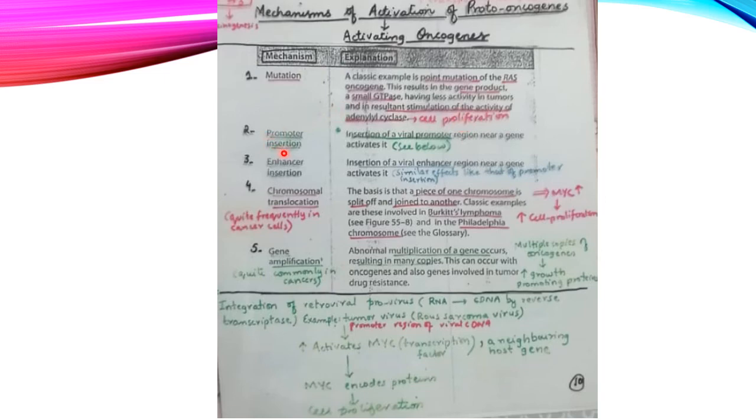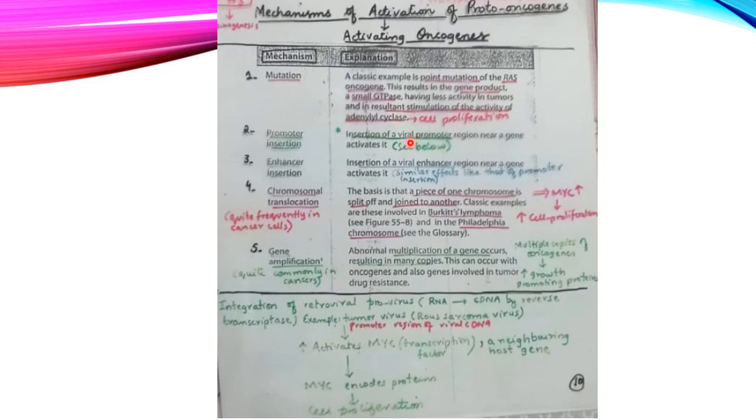The second most important mechanism is called promoter insertion, in which there is the insertion of viral promoter into the host genome. Now, what is viral promoter? This is a specific region in the virus genome that may promote the synthesis of messenger RNA for making some specific proteins, for example, growth proteins. Now, what is the mode of action of this process?